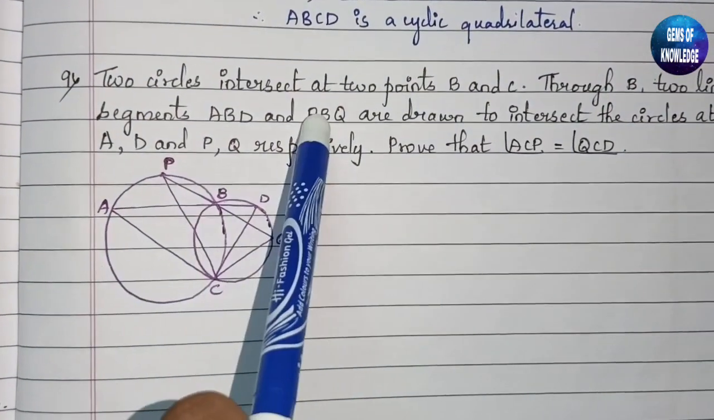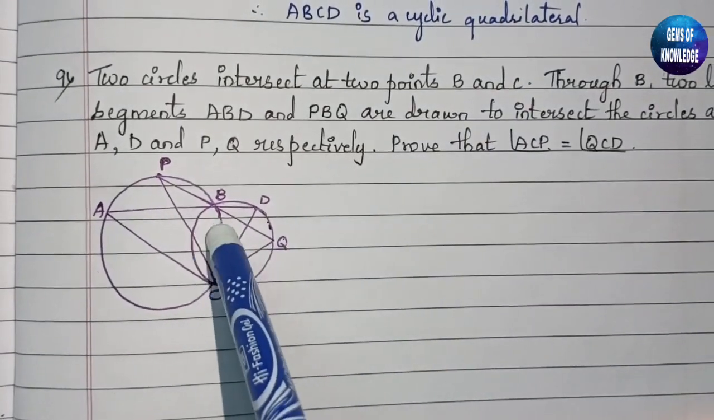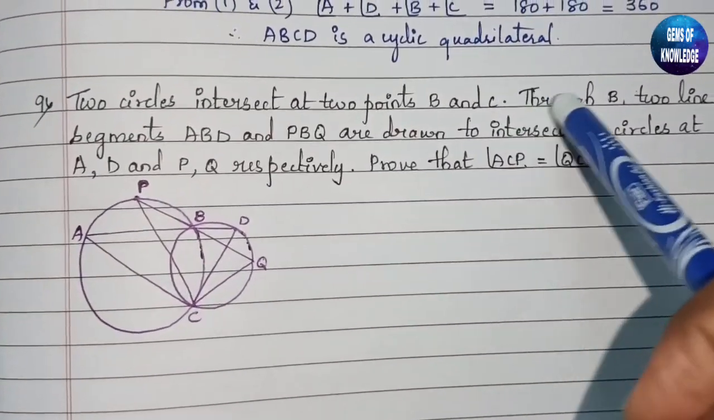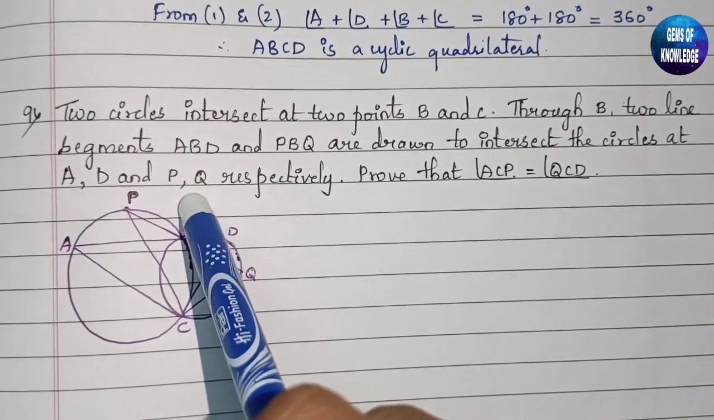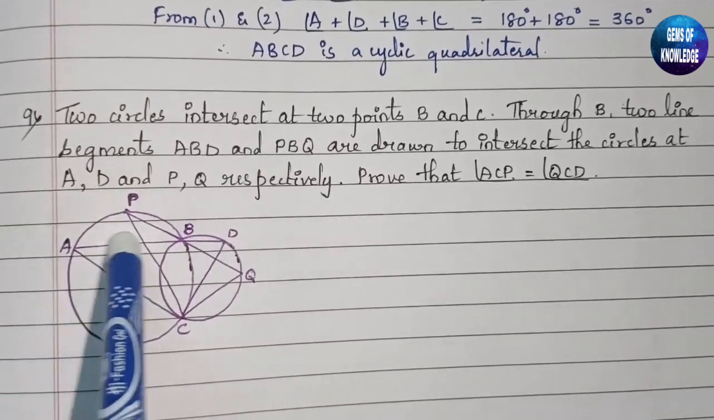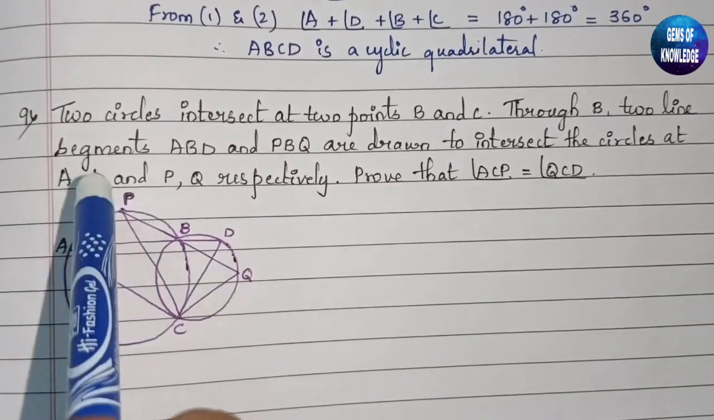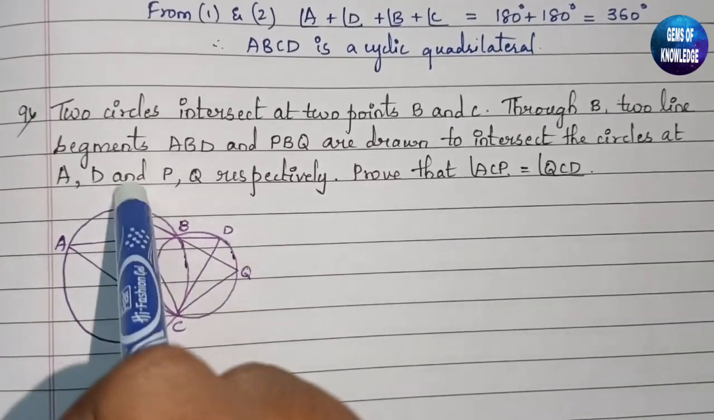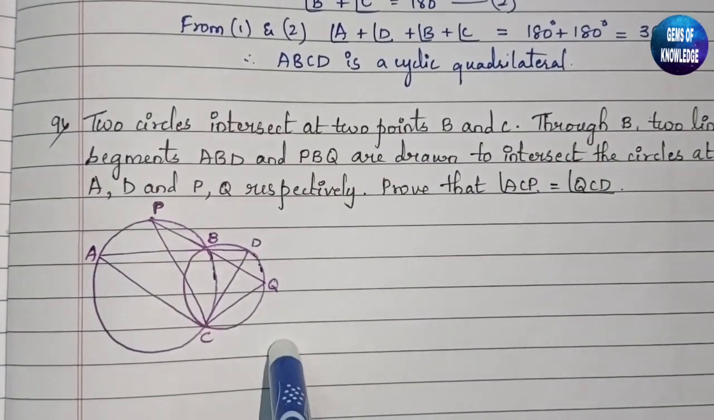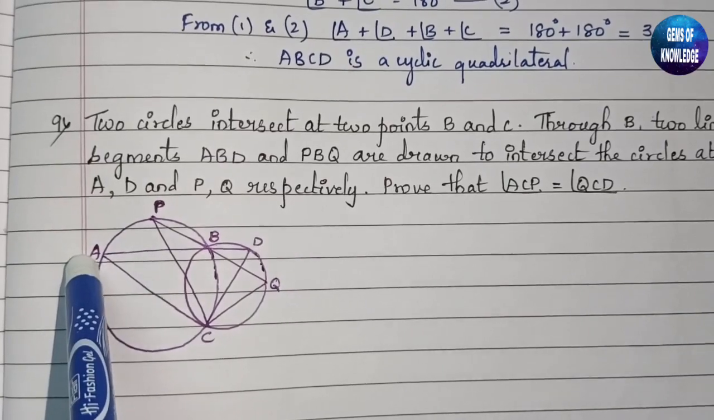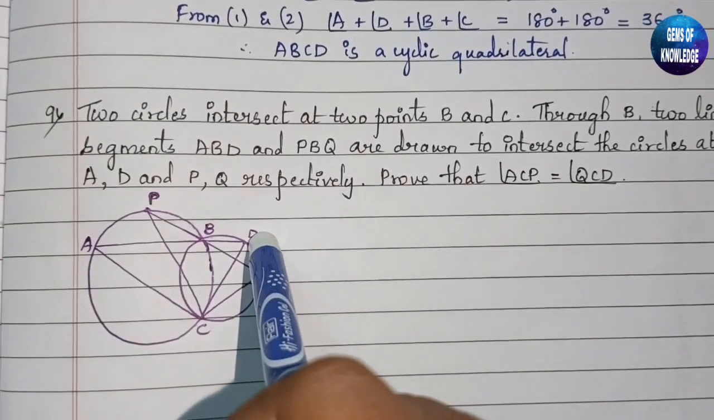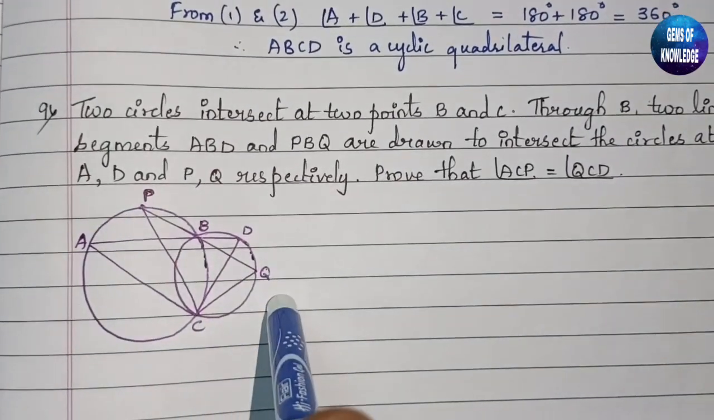Two circles intersect at two points B and C. These are the two circles which are intersecting at points B and C. Through B, two line segments are passing: ABD is one line segment and PBQ is the second line segment. These two line segments intersect the circles at the points A, D, and P, Q respectively.